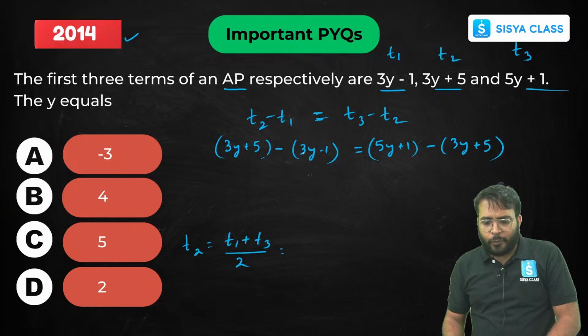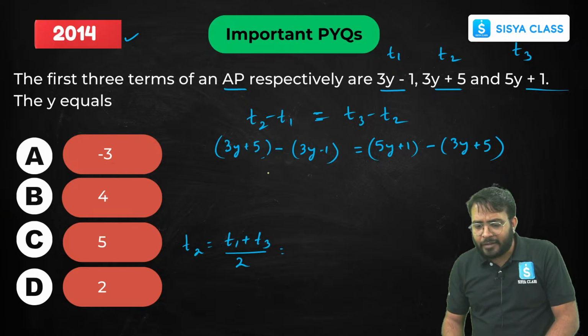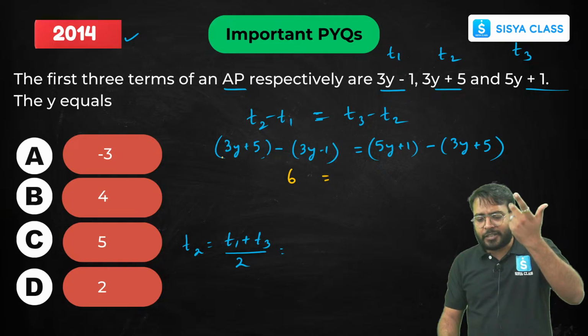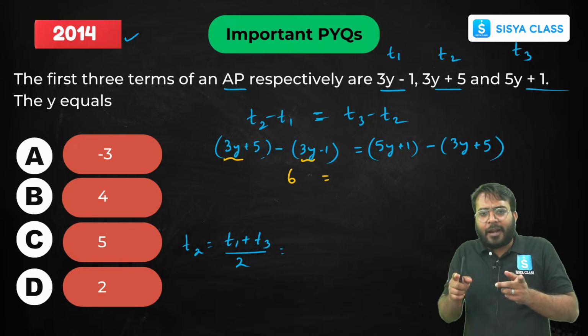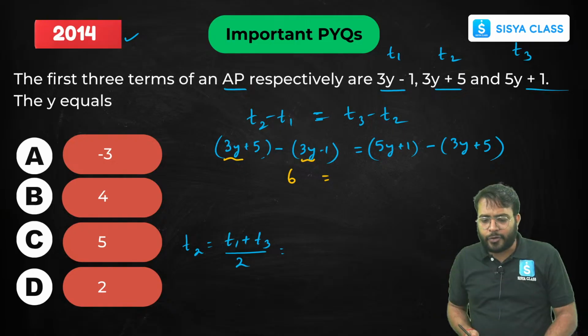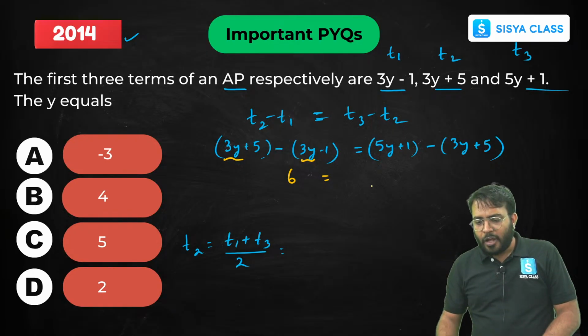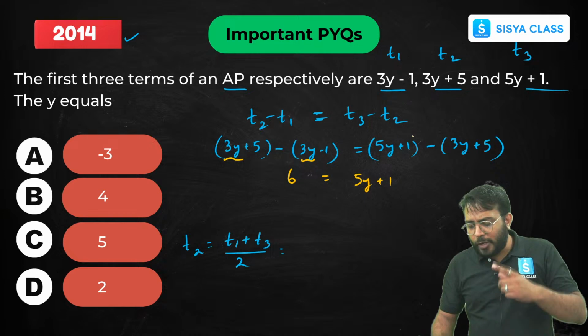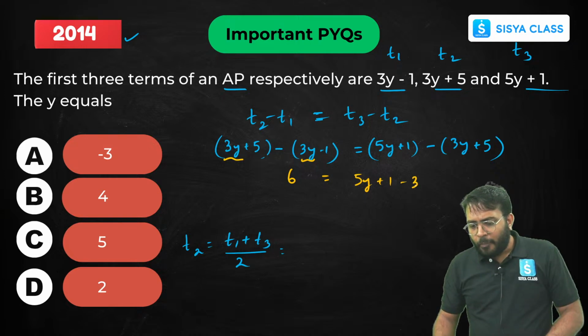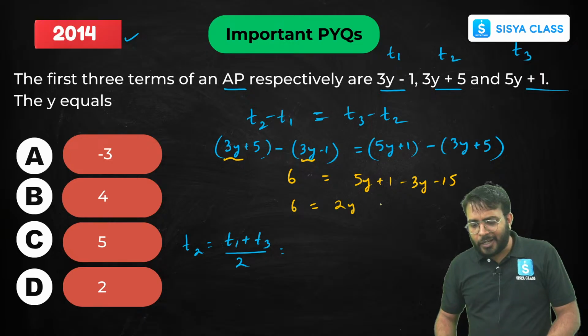So 3y and 3y will get cancelled, and 5 plus 1 you will get 6 here. When you solve this you will get 6 here. 3y and minus 3y will get cancelled. When you open your bracket you will have to multiply with the minus sign. Understood? And here 5y plus 1 minus 3y minus 15. So here you are going to get 6 is equal to 5 minus 3, you are going to get 2y, and here you will get minus 14.